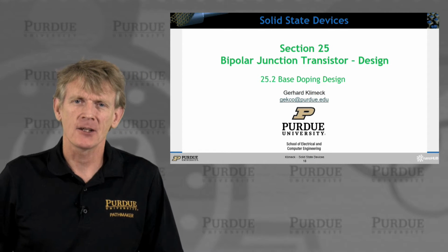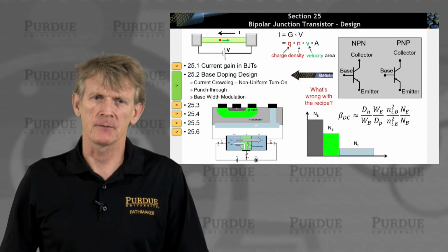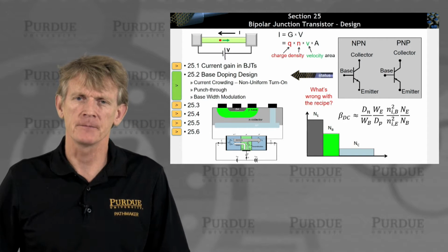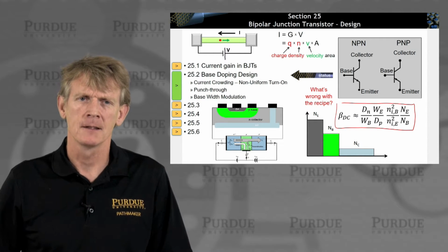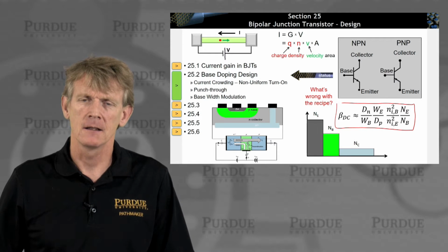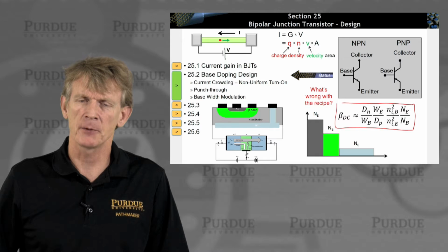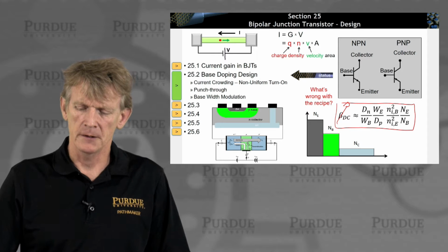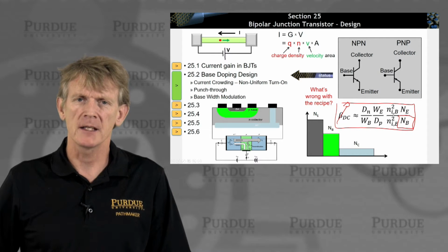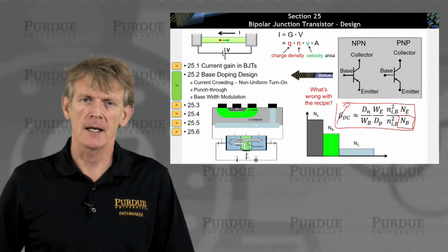So, hi again. Let's talk about base doping design. This is in the context of the current gain we just defined in the previous section. And it was a pretty simple expression, current gain. You want to increase the gain, meaning the amplification of your base current versus the collector current you can drive into the system. And this expression tells us that the gain can go up if you can reduce the base doping, okay? So if you reduce the base doping, your DC gain should go up.